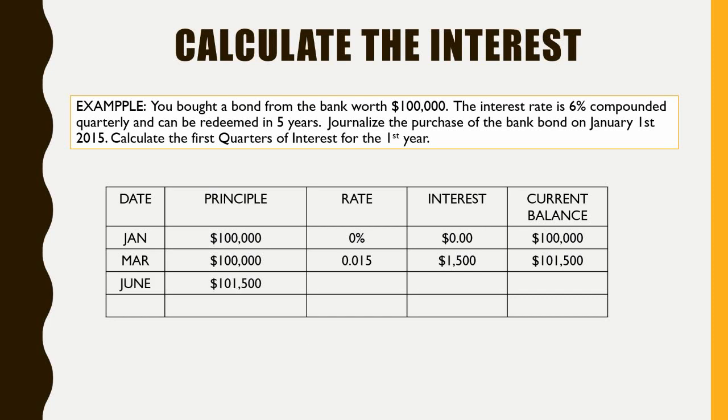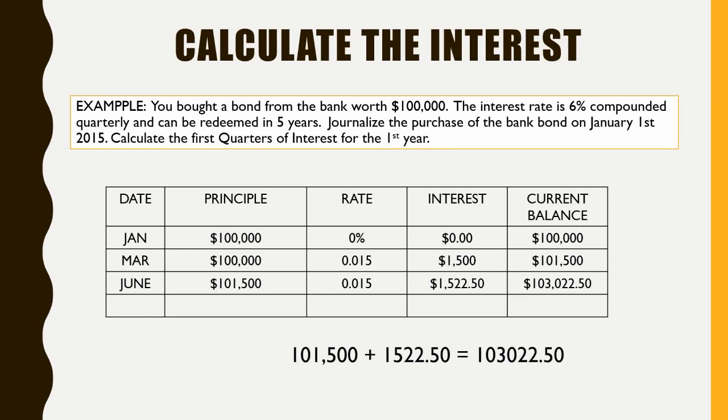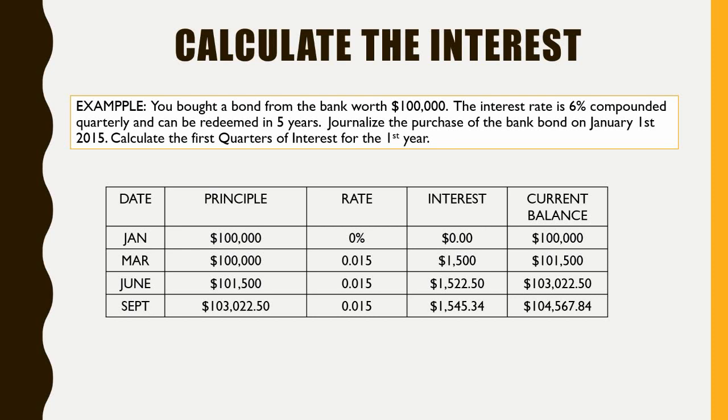Next period, I have to take my principal because it's going to be accruing on top of what you're earning. So in this case, I have 101,500. I multiply by that interest rate. Now it's $1,522.50. And I add that to my principal. And so if you calculate this all the way through to the 5 years, that is exactly how you generate and accrue that interest. Right?